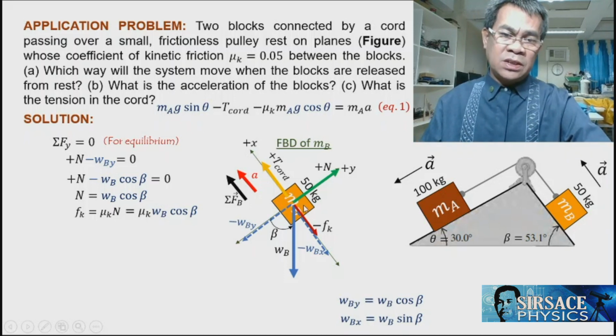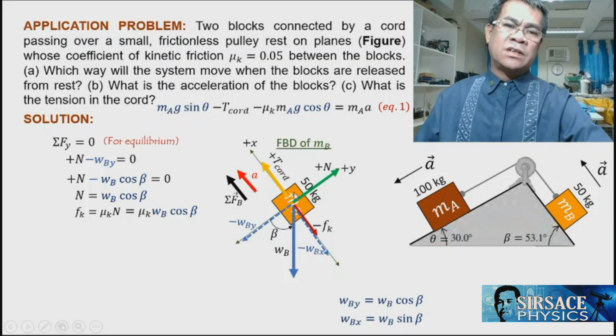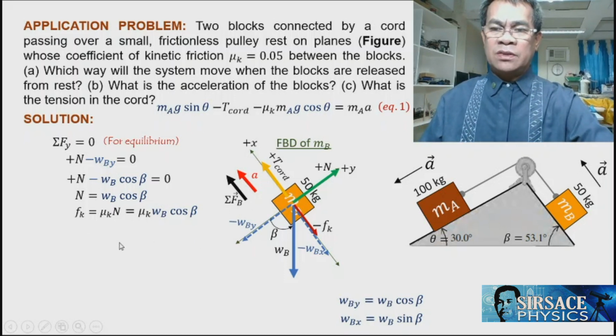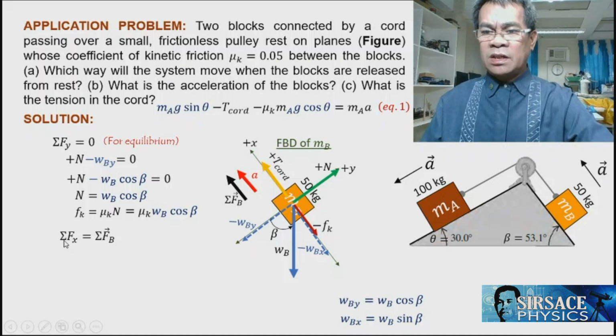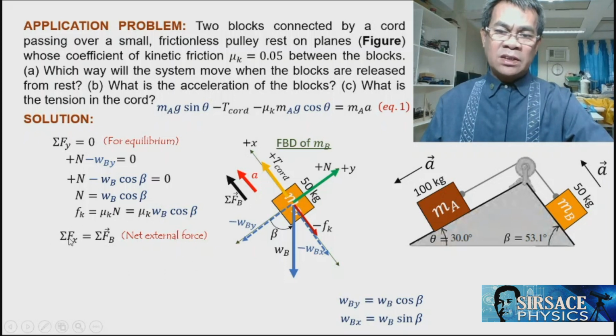Okay, because this object moves, the block moves upward. So if you sum up all forces along the x-axis, the result should be the summation of forces of the block. We call this the net external force on the block B. Therefore, summing up all forces along X, the result is the net external force of block B. So, what are the forces along X?